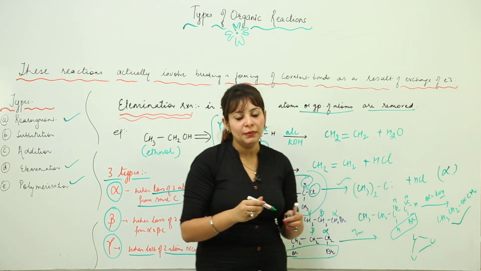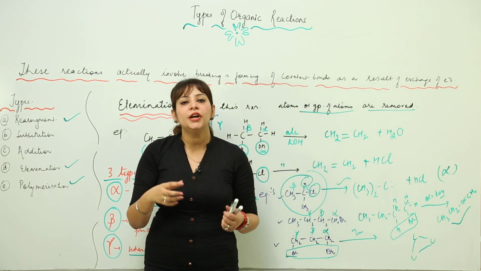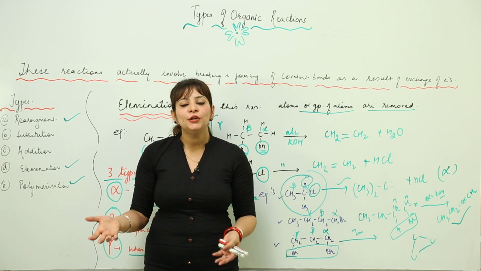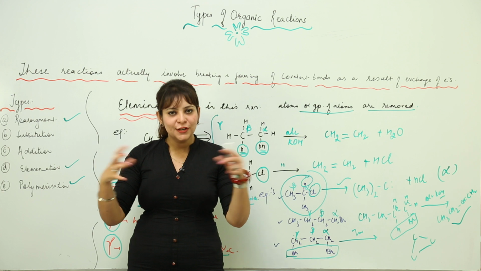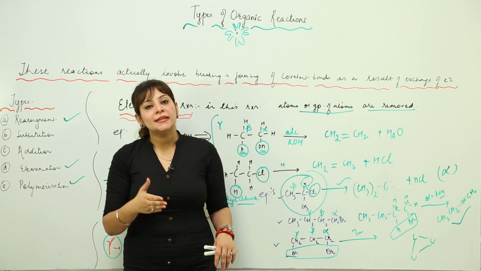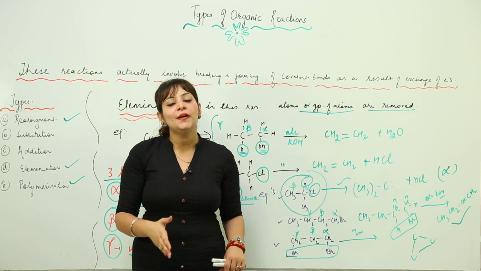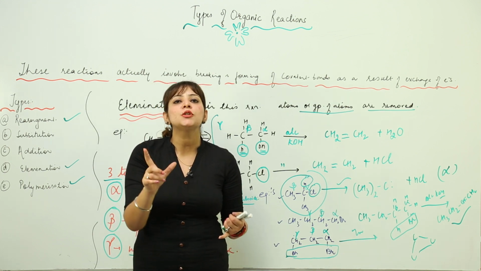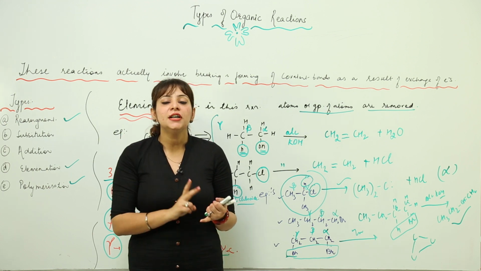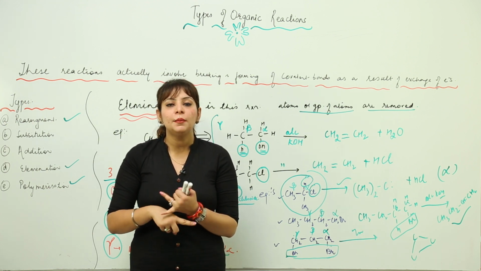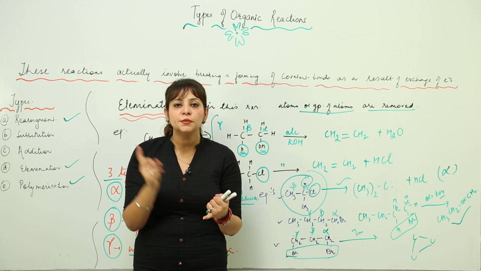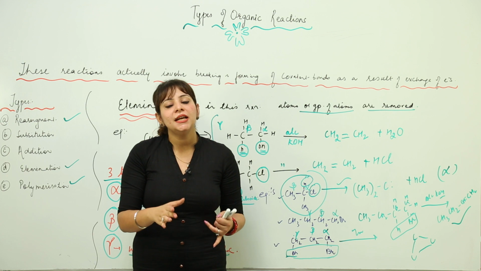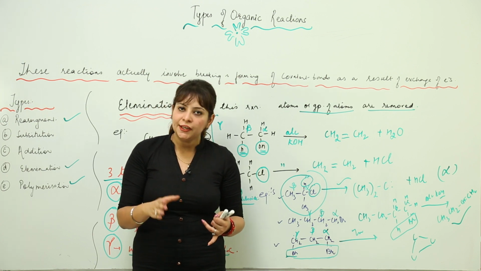So you just need to remember that elimination is something in which we are going to remove a molecule, and that molecule is formed obviously as a result of the combination of those atoms, right. If two atoms are removed from the same carbon, that is the alpha carbon, then it is a kind of alpha elimination, and it occurs in the presence of alcoholic KOH. It is the best suited reagent actually. And if one atom is removed from the alpha carbon and the other atom is removed from the beta position, then it is a kind of beta elimination. Again, it occurs best in the presence of alcoholic KOH.